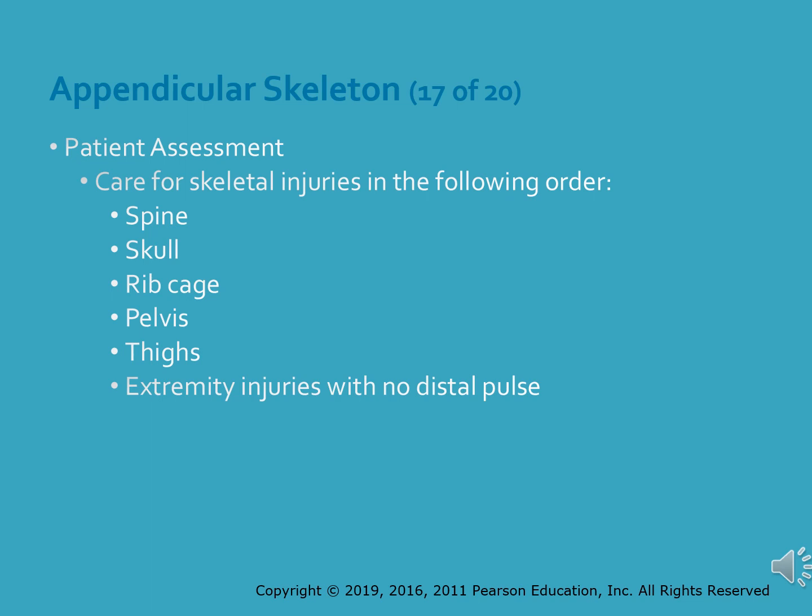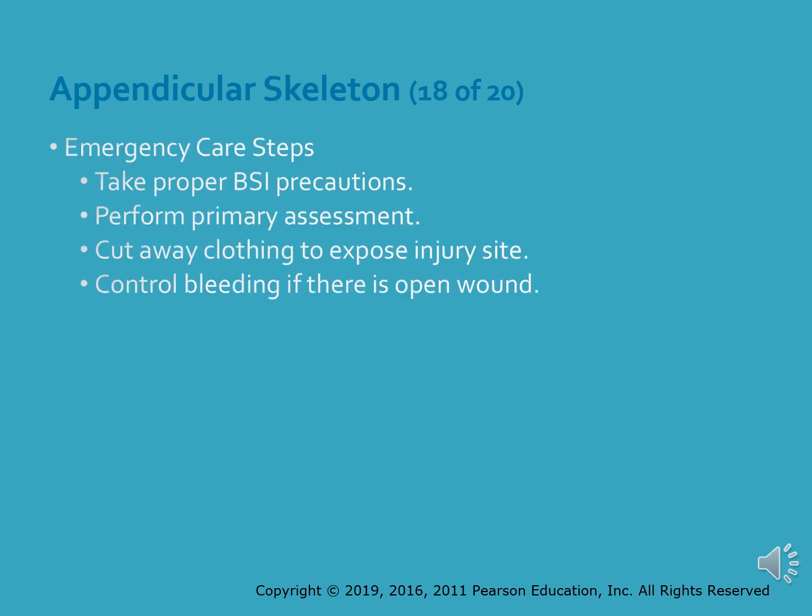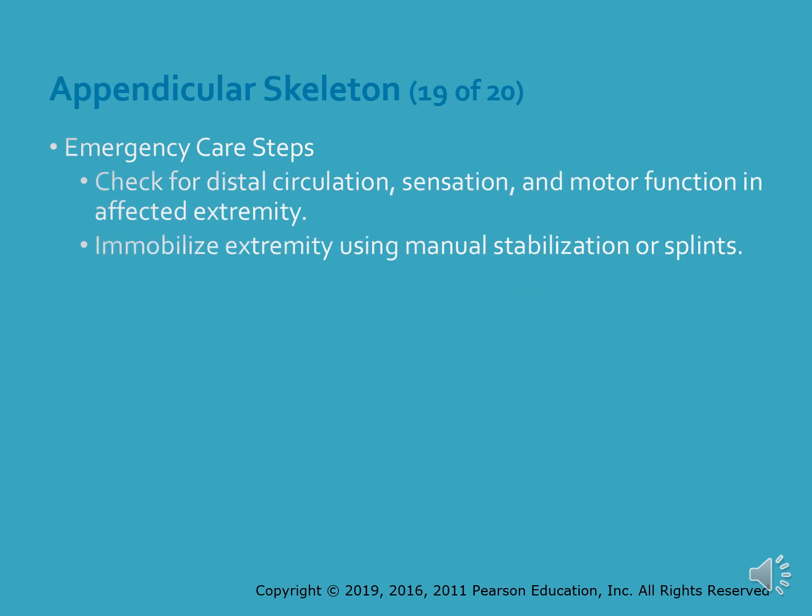You're going to care for skeletal injuries in the following order. You're going to take care of the spine first, then the skull, then the rib cage, pelvis, thighs, and then extremity injuries that have no distal pulse. You're going to take proper BSI precautions, perform your primary assessment, cut away any clothing to expose the injury site, and control bleeding if there is an open wound. You're going to check for distal circulation, sensation, and motor function in the affected extremity and immobilize the extremity using a manual stabilization or splints.